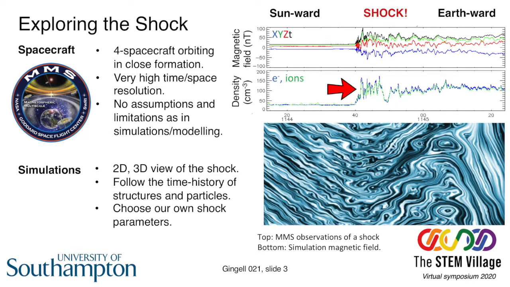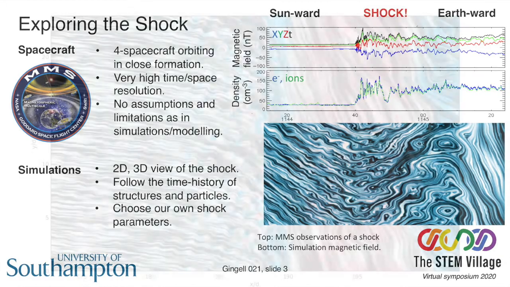You can see the very sudden rise in the magnetic field strength in the top panel and the density in the bottom panel. If we want to look at the 2-dimensional or 3-dimensional structure of our shockwave, or if we want to be able to follow the time history of structures and particles, we may need to look at a simulation, like this one in the bottom right. This simulation shows the same region of the shock as the spacecraft crossings in the upper panels. And you can see that the magnetic structure here, shown with the dark and blue lines, is very complex.